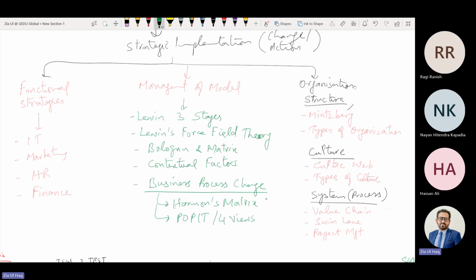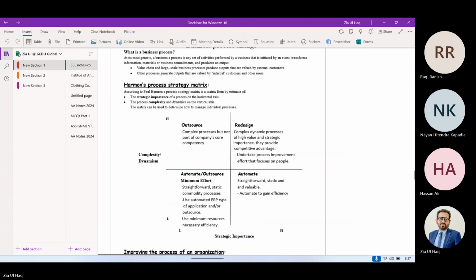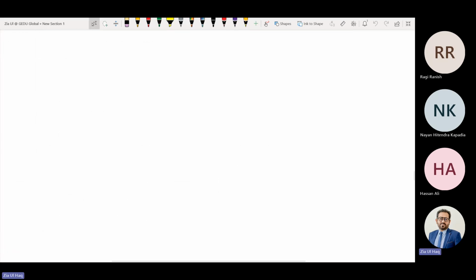So let's discuss this Harmon's matrix. Then we will cover one more good question on swim lane. And after that, we will move towards the examiner's favorite area, project management. So let's discuss Harmon's matrix, business process change.